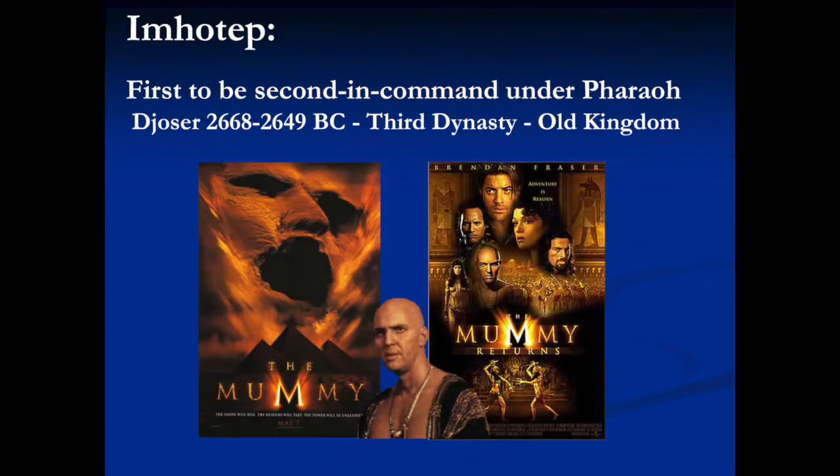Next slide, please. So, the first to be second in command under Pharaoh Djoser, that's the first time there was a second in command, third dynasty old kingdom, was Imhotep. The guy who's more famous than Pharaoh Djoser because they made silly monster movies out of him, Imhotep. Okay? But this is the guy we'd look for if we wanted to find Joseph, because it sounded like a new office, that nobody had ever been second in command, and this would be the first guy. Let's take a look at Imhotep.